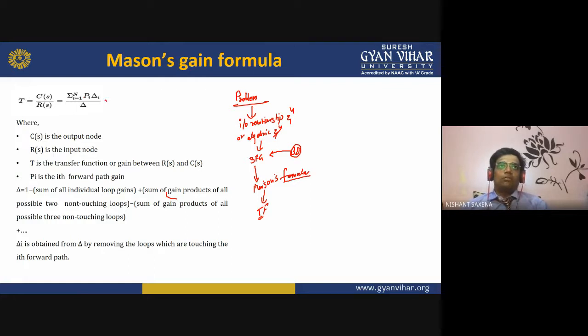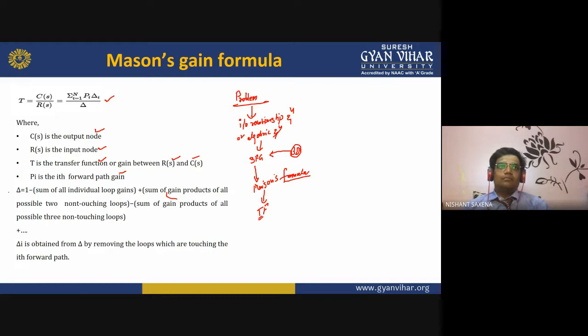the Mason's gain formula given by this formula, that is C(s) upon R(s), which is equal to 1 upon delta, summation i equal to 1 to n, P_i into delta_i, whereas C(s) is the output node, R(s) is the input node, T is the transfer function or the gain between C(s) and R(s), P_i is the gain of the ith forward path.